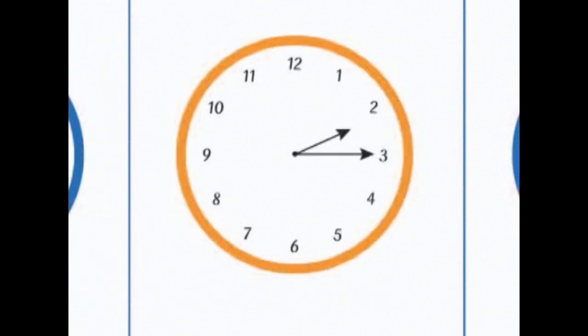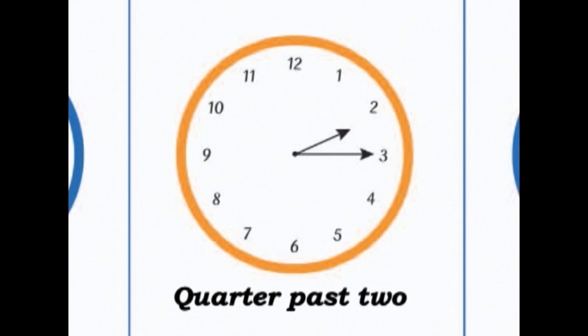Look at the next clock. What is the big hand pointing at? It's pointing at 3. So it must mean it's 1:15. What's the small hand pointing at? It's pointing at number 2. Well, if you look a little carefully at it, you'll see it's not quite 2. It's a little past 2. So it's 1:15.